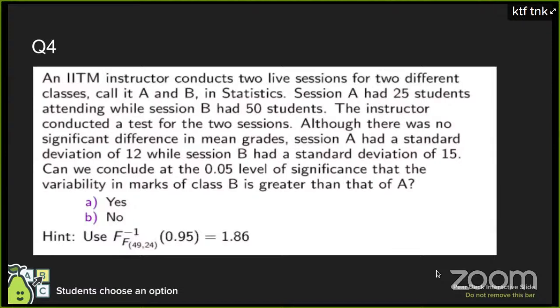So the answer is accept H0, but I don't know what to give, yes or no? No, if the answer is accepted, then no. Okay, so we'll see the solution. Then we'll discuss. Shall we discuss the solution then? Yes, please. Whatever the answer is fine. We'll see.